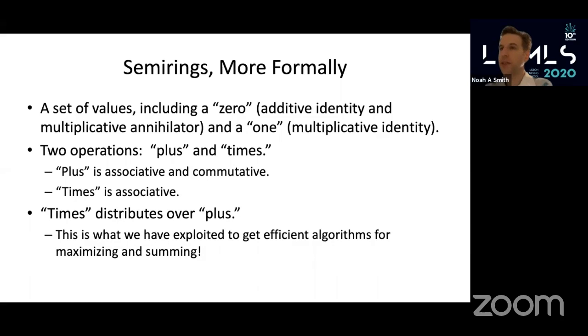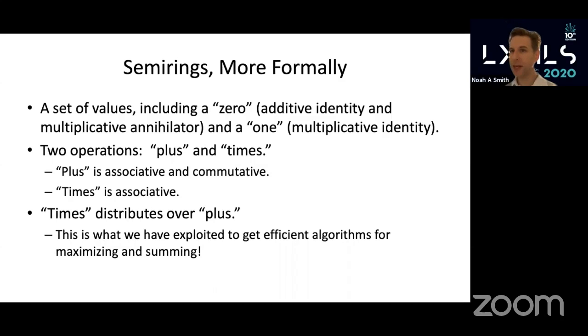And then it also has to have a multiplicative identity called 1. There are two operations, which we'll call abstractly plus and times. Plus has to be associative and commutative, and times has to be associative. And then there's this distributivity property: the times has to distribute over the plus. This is what we've exploited to get our efficient algorithms so far.